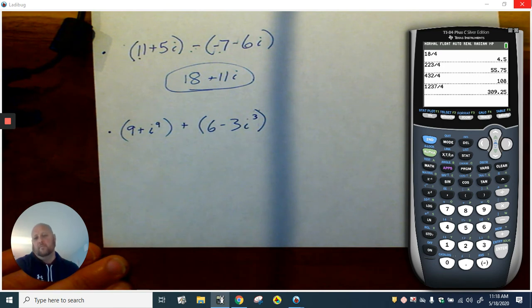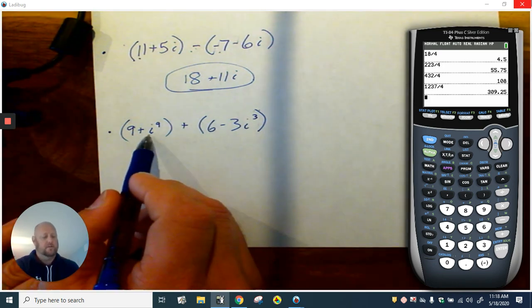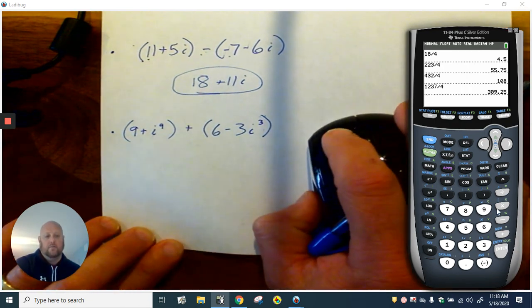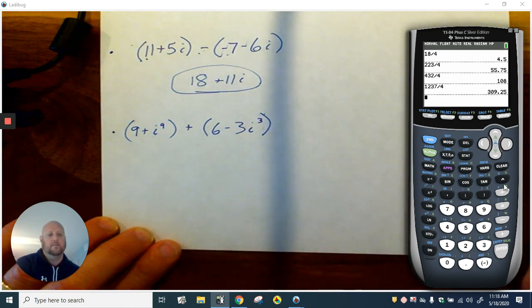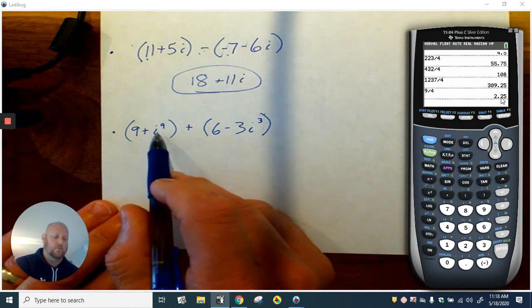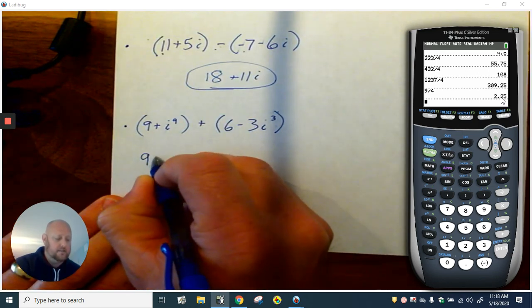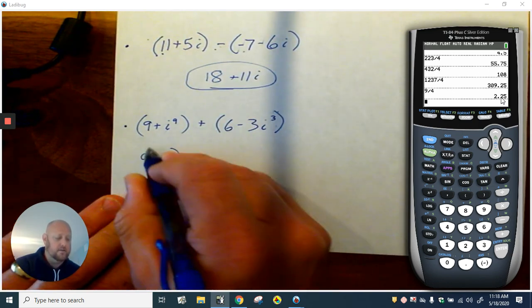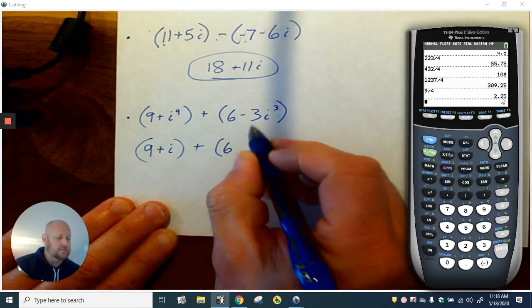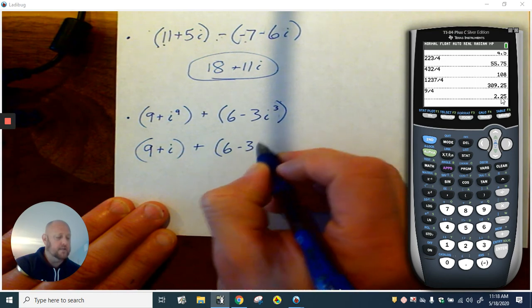Sometimes you got to simplify before you can get to that point, though. You take something like we just did before, i to the 9th. Well, if you take 9 divided by 4, you're going to see a remainder, right? 9 divided by 4 has a remainder of 0.25, which means the same as 1/4. So this is the same as 1i. So this is the same thing as 9 plus a single i, plus 6 minus 3 times i to the 3rd.